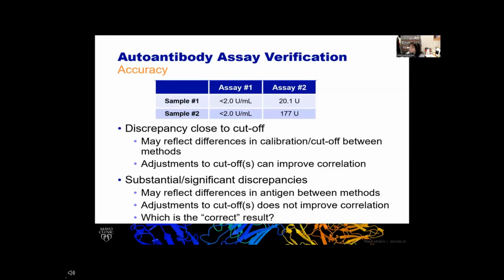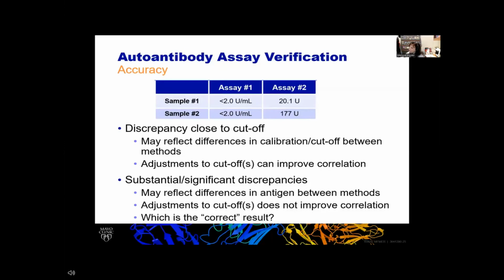Also relevant to point out that if you try to adjust the cutoff, it's probably not going to help you improve the correlation because you have such a significant discrepancy between the two methods. But you're left asking yourself, when you have discrepancies like this, which is the quote correct result? Are you seeing this as a true positive and this is a false negative, or vice versa? Is the sample truly negative and what you're seeing here is a false positive?